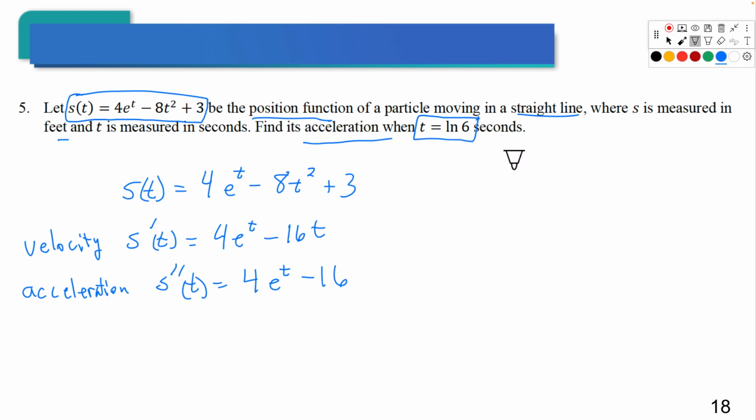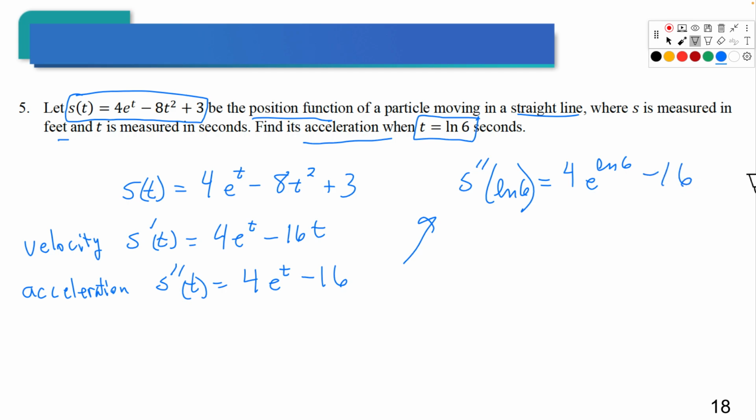T is equal to the natural log of 6. Natural log of 6 is just a number, but they have us plug it in that way. So what we need to find is the second derivative with the natural log of 6 plugged in. So that's 4e to the natural log of 6 minus 16.